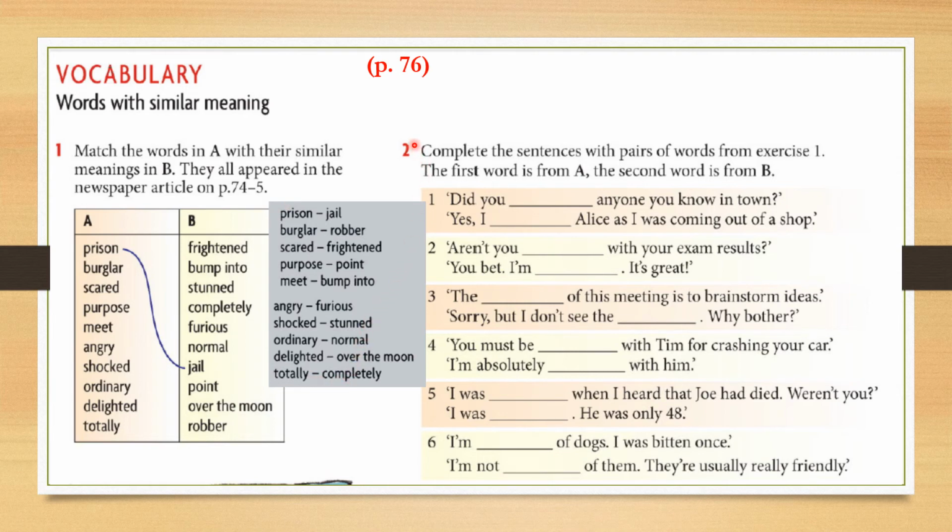Moving to exercise number 2, complete the sentences with pairs of words from exercise number 1. You take the words from there to fill in here. The first word is from A. The second word is from B. All right?